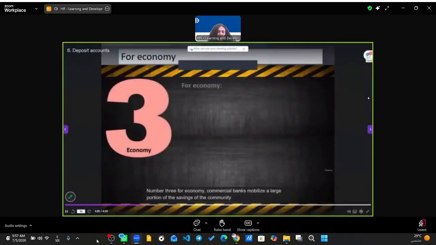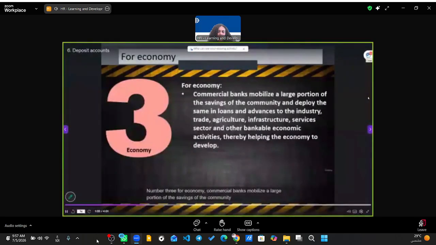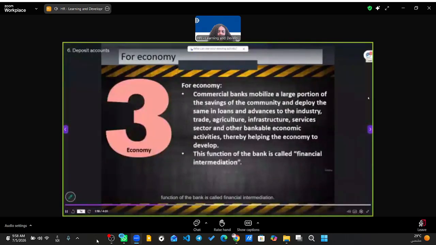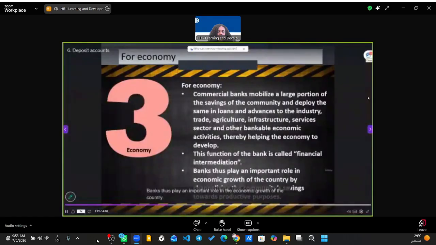Number 3, for economy. Commercial banks mobilize a large portion of the savings of the community and deploy the same in loans and advances to the industry, trade, agriculture, infrastructure, services sector and other bankable economic activities, thereby helping the economy to develop. This function of the bank is called financial intermediation. Banks thus play an important role in the economic growth of the country by channelizing the community's savings towards productive purposes.